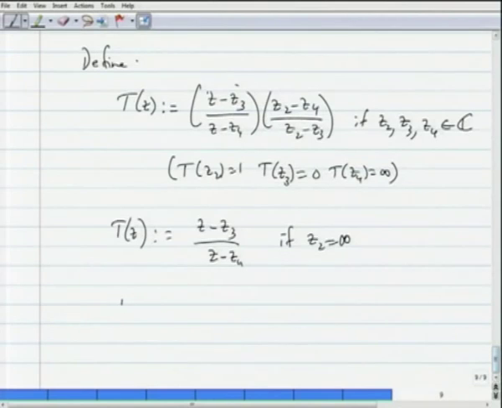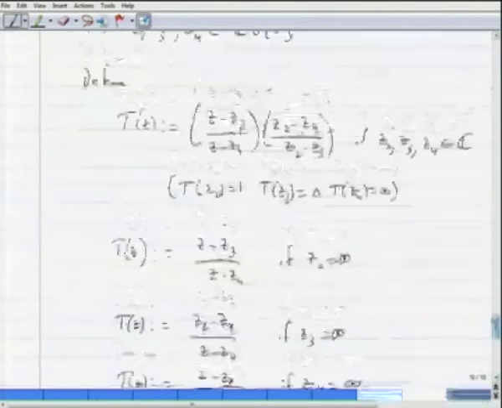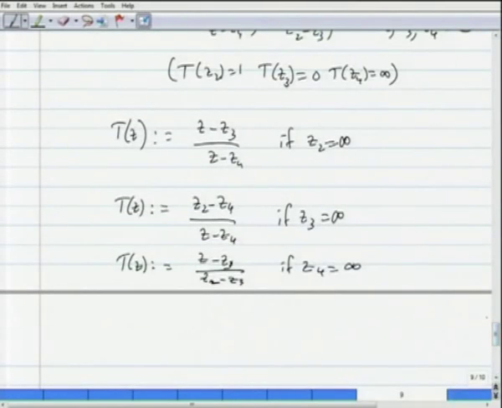Okay. And T of Z, define that to be (Z2 − Z4)/(Z − Z4) if Z3 is infinity, and T of Z define that to be (Z − Z3)/(Z2 − Z3) if Z4 is infinity. Okay. So, in any of these cases, well, not two of them can be infinity, only one of them is allowed to be infinity at a time.